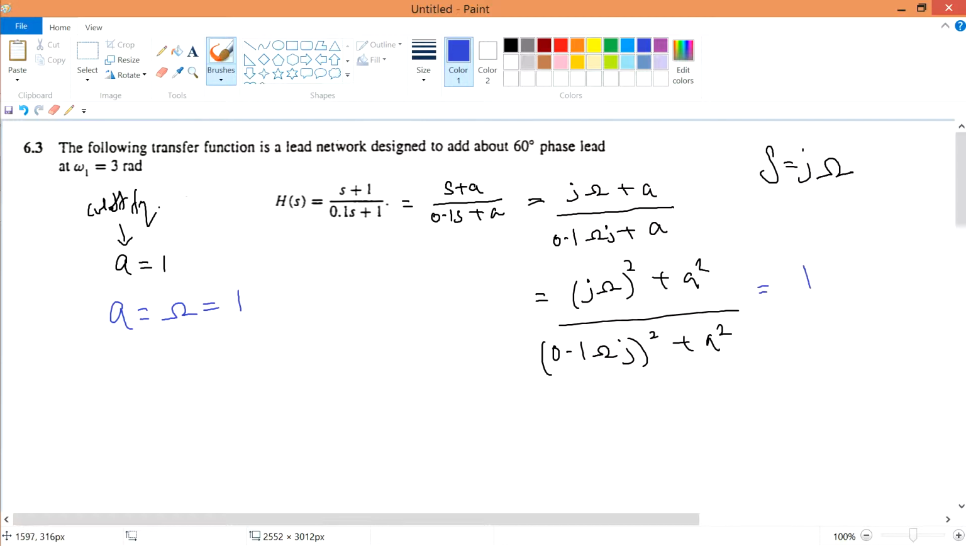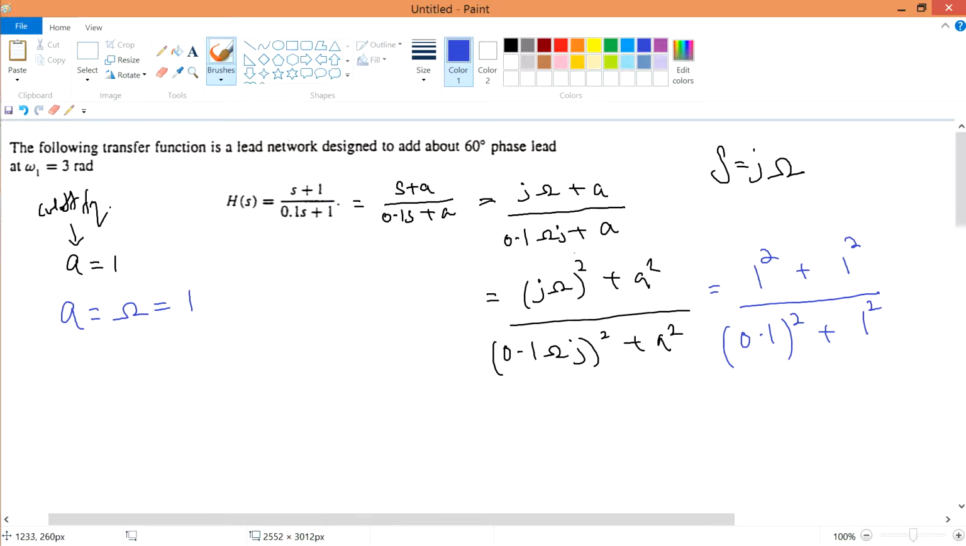Now just substitute in. I have 1 squared plus A squared, and A is 1, so I'll have 1 squared also, divided by 0.1 times omega, which is 1. So it's 0.1 squared plus A squared, which is 1 squared also. And you may wonder how come my J is gone.